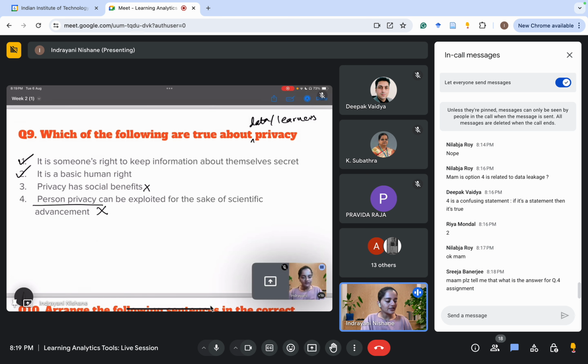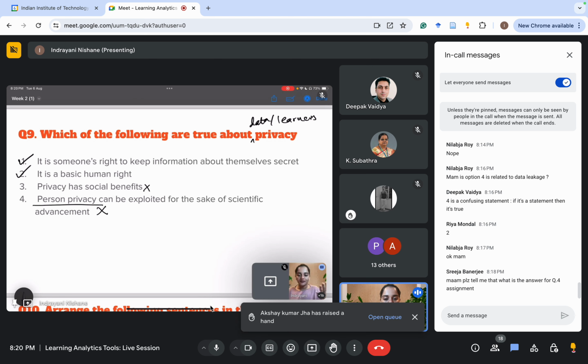We can have an endless discussion on data privacy and ethics, because ethics is very subjective in nature, very personal. What is ethical for one person may not be ethical for another person. So there are some standards which are prescribed and which we need to follow. Yes, Akshay, you can unmute and ask. Sure, sure, go ahead.